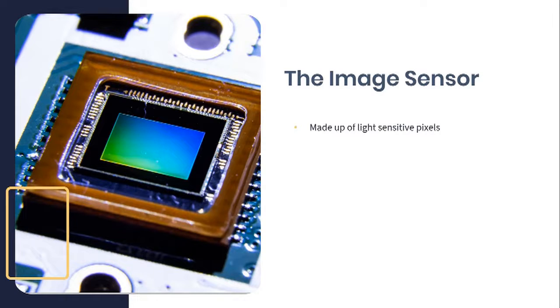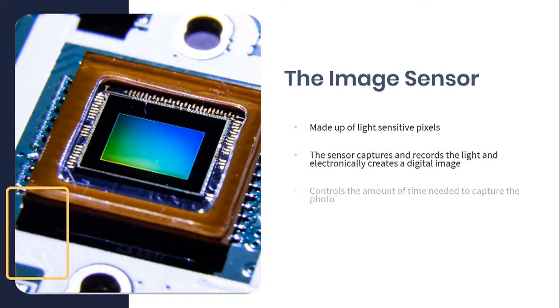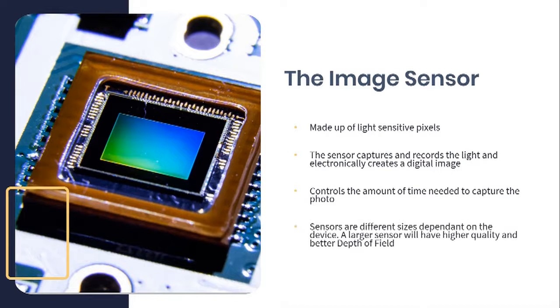They're made up of light sensitive pixels. In other words, when the light hits our sensor, the pixels, the resolution, remember our resolution is made up of the different pixels, react to the light and capture the light. The amount of pixels available to us depends on the type of device that we're using. The size of those pixels will also change depending on the sensor size. The sensor captures and records the light and electronically creates a digital image. It controls the amount of time needed to capture a photo or video, of course, as well.